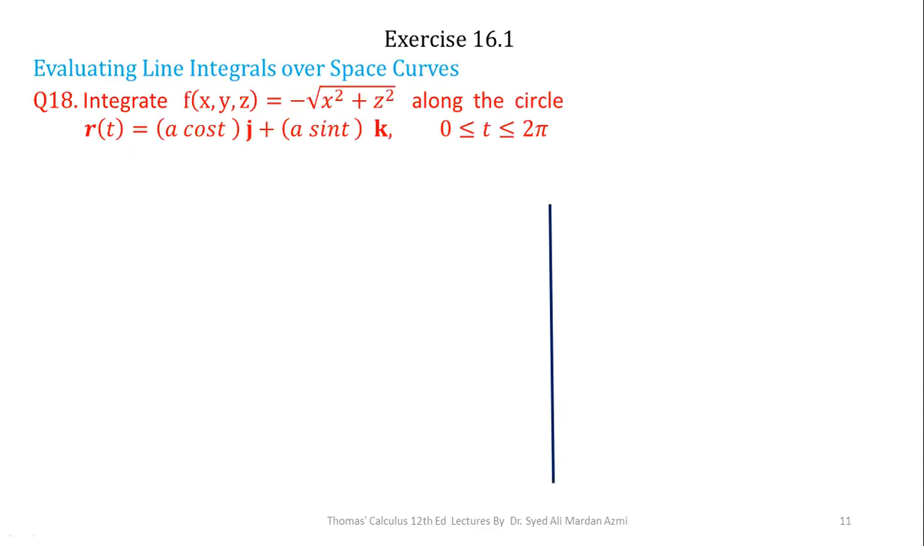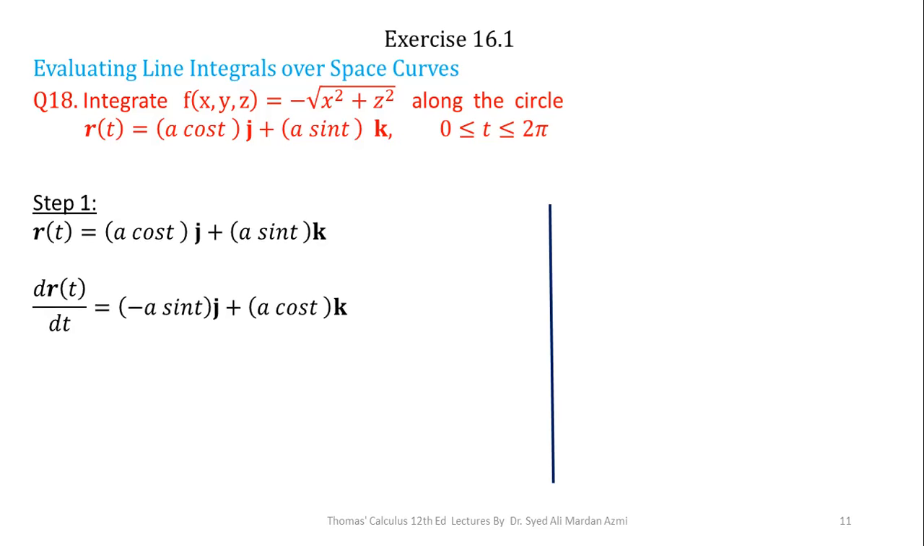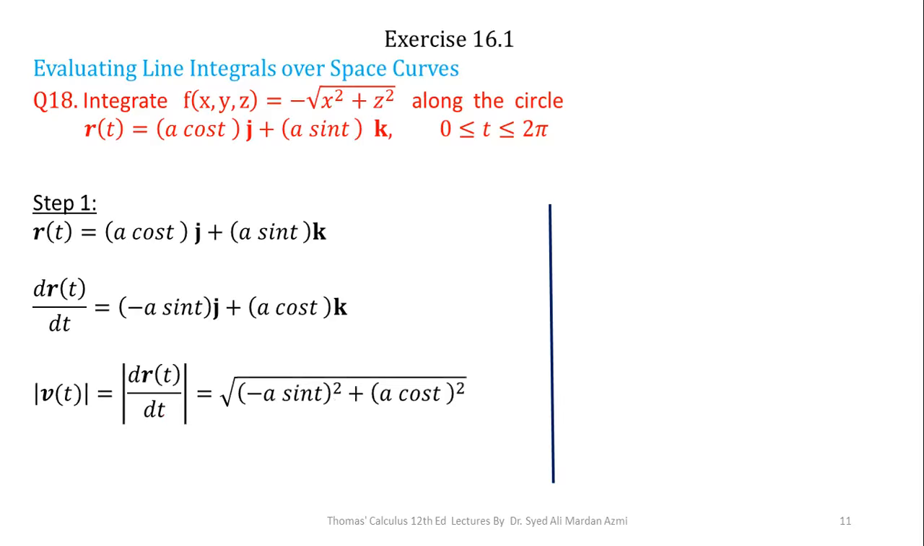Now, after this is question number 18. Integrate f of x, y, z is equal to minus square root of x square plus z square along the circle r of t is equal to a cos of t j plus a sin of t k. So in step number 1, r of t is given to us. We will take its derivative with respect to t, and then after taking the derivative, we will calculate mod of v of t. Mod of v of t is calculated as I component square plus j component square plus k component square.